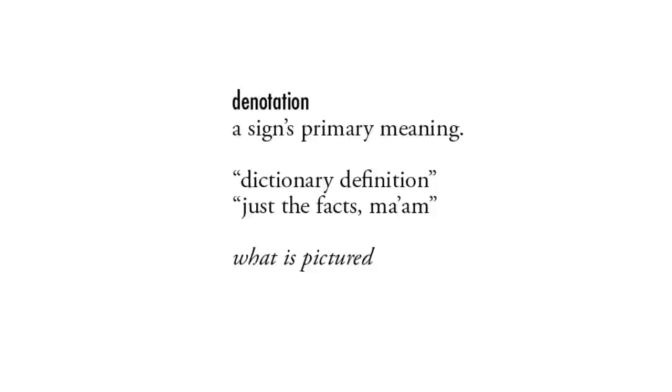Denotation is the primary meaning that we get when we see a word or we see an image. It's kind of the dictionary definition. It's just the facts. What do you see? And that's the primary meaning.